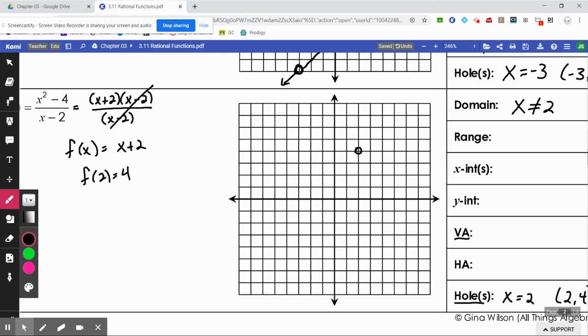Now, again, there's your function. You can find your x and y intercept if you'd like. To find an x-intercept, plug in 0 for y, and you have, let's write it down. To find an x-intercept, you have x plus 2 is equal to 0.